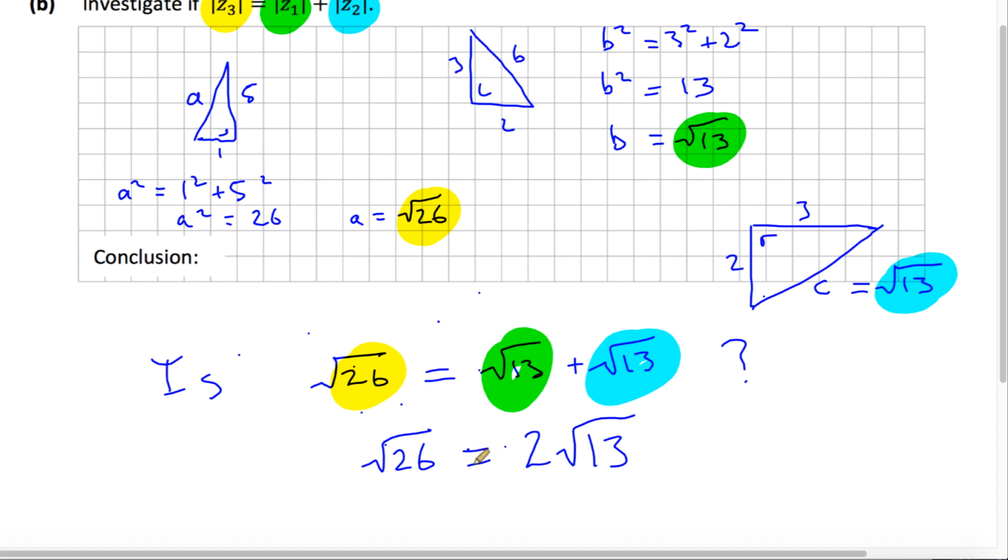So root 26 is not equal. You can use the not equal to sign. The conclusion: no, it's not equal to it.